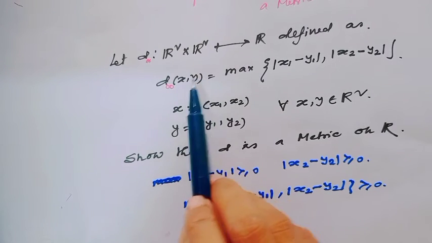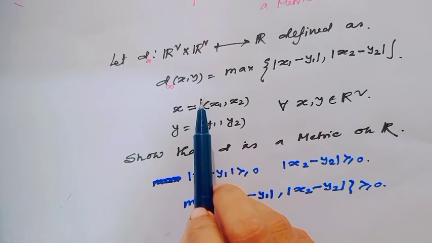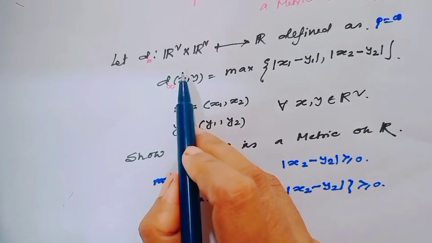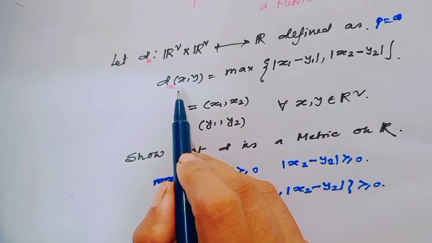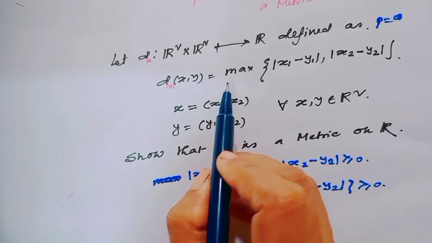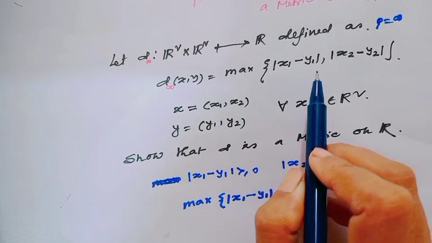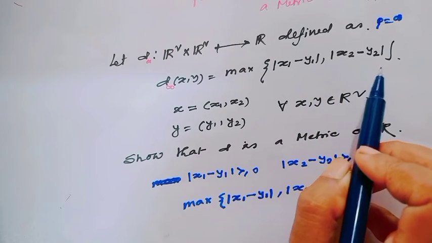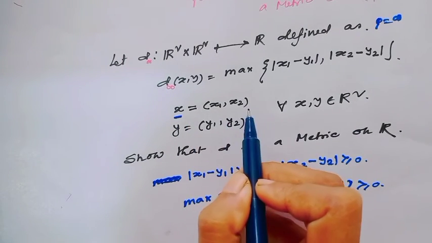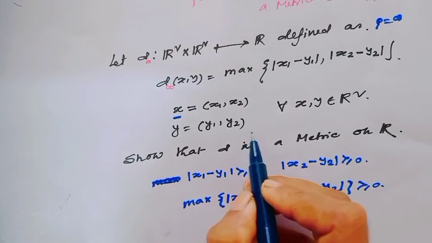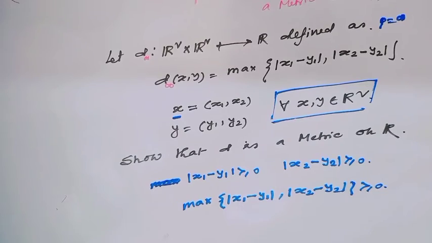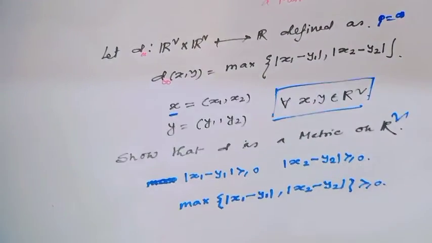In R2, consider the D infinity metric. That means when p equal to infinity, then this metric is denoted as D infinity, and the metric is defined as D infinity(x, y) equal to the maximum of absolute value of x1 minus y1, comma, absolute value of x2 minus y2, where x equals (x1, x2) and y equals (y1, y2), for all x, y belonging to R2. Now show that D is a metric on R2.